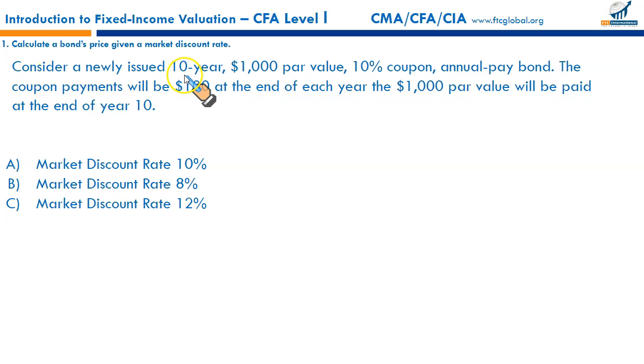Consider a newly issued 10-year $1,000 par value 10% coupon annual bond. The coupon payments will be $100, that is 10% of 1,000 at the end of each year. The 1,000 par value will be paid at the end of year 10. Now let us calculate the present value of the bond or the bond value when the relevant market discount rate is either 10%, 8%, and 12%.